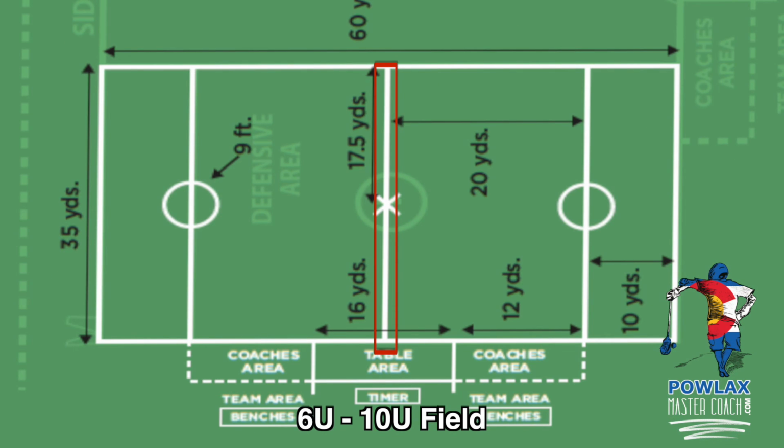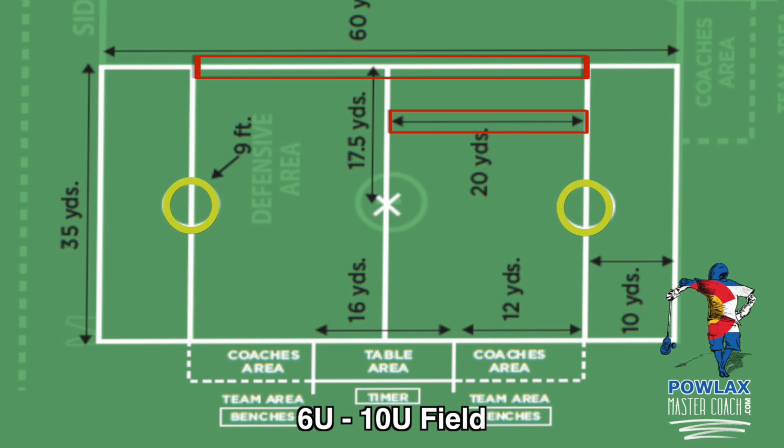A midline will divide the field in half and include a 4-inch square, circle, or X that is directly in the center of the midline. 2 goals with 9-foot radius creases will be placed 40 yards apart, 20 yards from the midline and 10 yards from the end line on both sides.